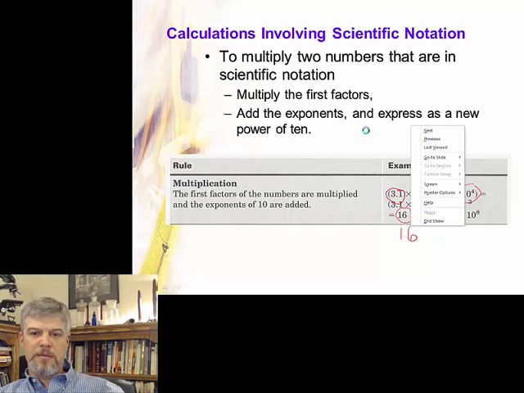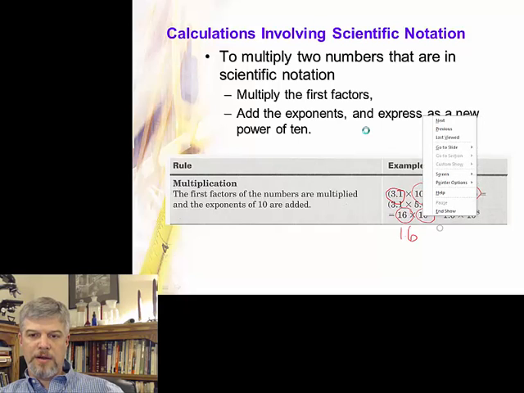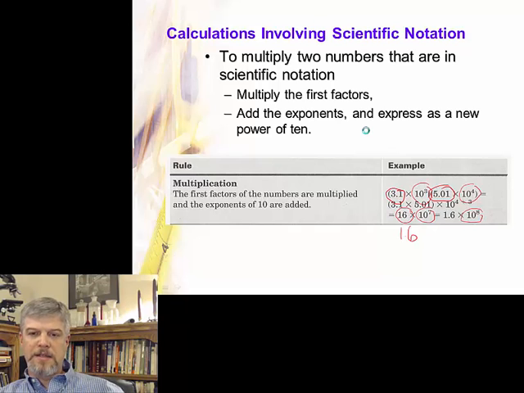be 1.6. But in doing that, we actually made it 10 times smaller than it was originally. So we need an extra 10 to be inserted over here. And that's where it comes in on the 8. 10 to the 7th now became 10 to the 8th.